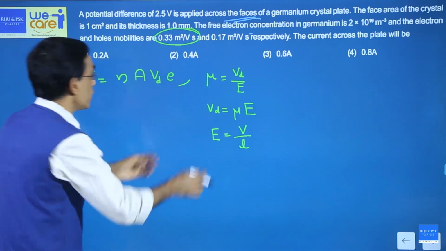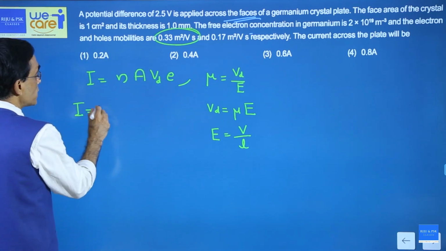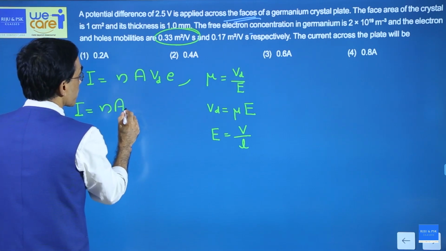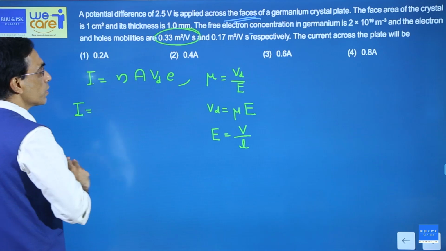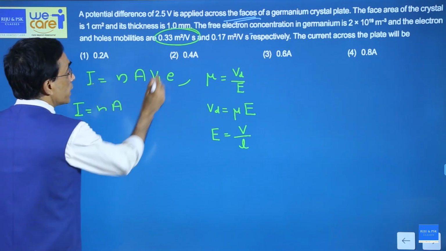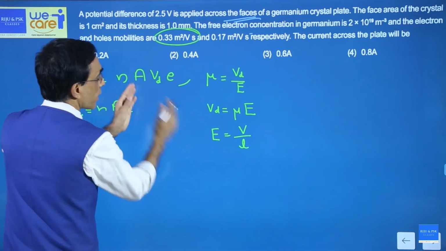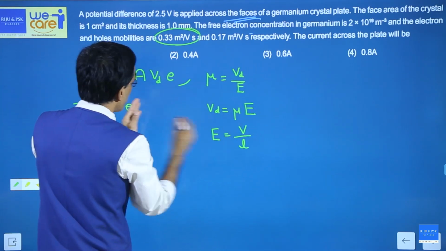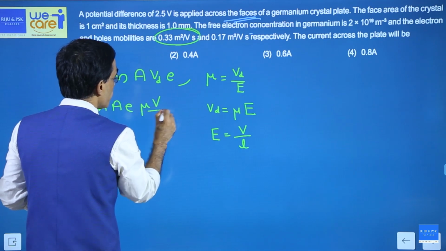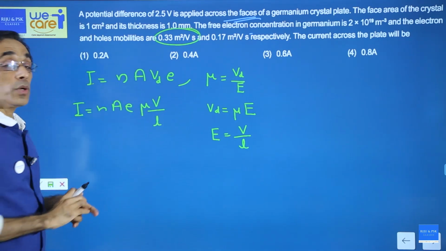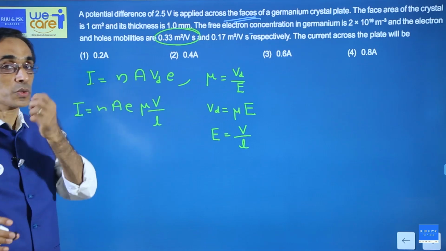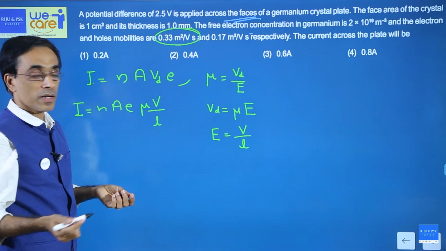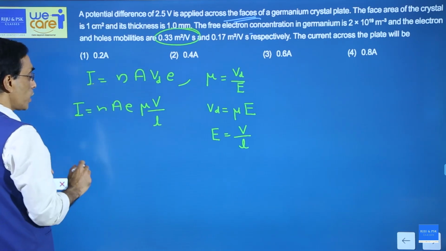Combining all this, I can write the equation of current as number density into area, N A, into, instead of v_d, I put E, then v_d is nothing but mu into E, and E is V by L, so this becomes mu into V divided by L. But I told you there are two currents, one due to electron, another due to hole. And for electron and hole, this N and mu will be different. So what is common for both electron and hole?